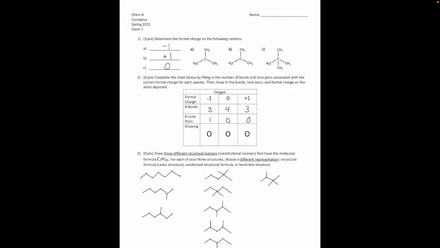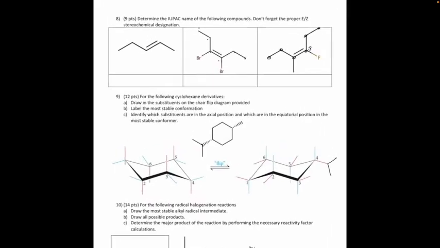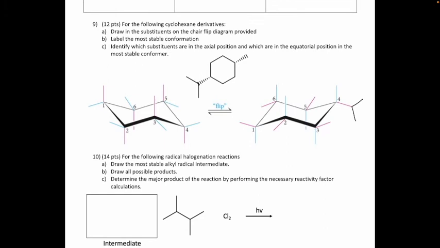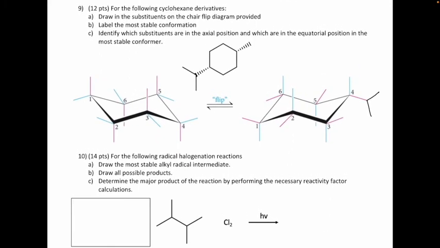Importantly, let's do this one here, these rings. We had these chair flip diagrams, and we had to be able to fill them in to determine whether these substituents are in the axial or equatorial position. That was the goal here. So this is all about cyclohexane and the conformations of cyclohexane.